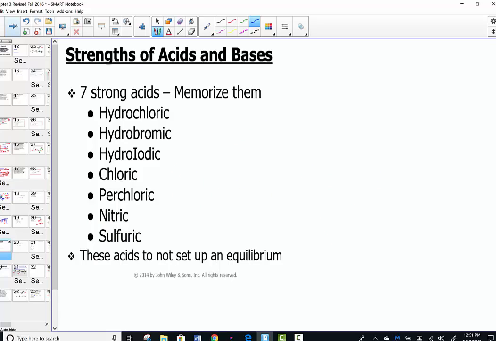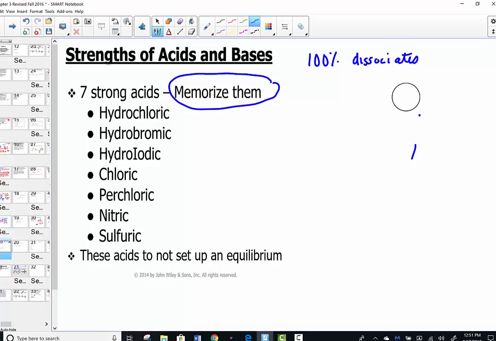I'm reviewing with you the 7 strong acids, and I ask you to memorize them. By memorizing them, you're doing yourself a favor because you've also then memorized all of the weak acids. The word strong means that it 100% dissociates when placed in water. It is a strong electrolyte. It does not set up an equilibrium, but rather a complete push to the right.